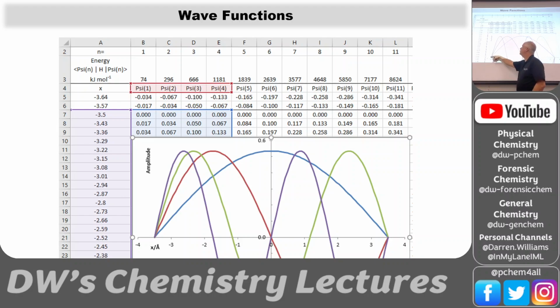And then n equals 2 is the next one, the red one. It has 1 node. N equals 3 has 2 nodes, the green here. And n equals 4 has 3 nodes. And they go up in energy accordingly. Now we could have plotted the n equals 15 and so on, but it would just be quite a bit. Now you're going to build this. So you're going to put in the wave function formula and so on and anchor the cells and do all of that. And you're going to plot these.